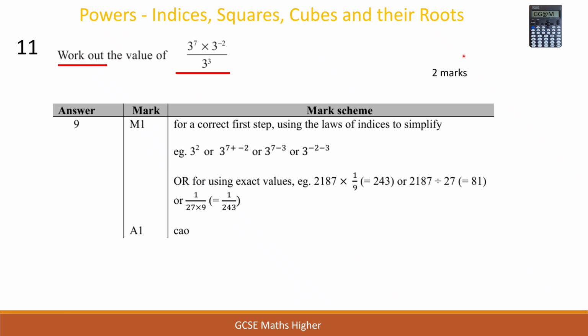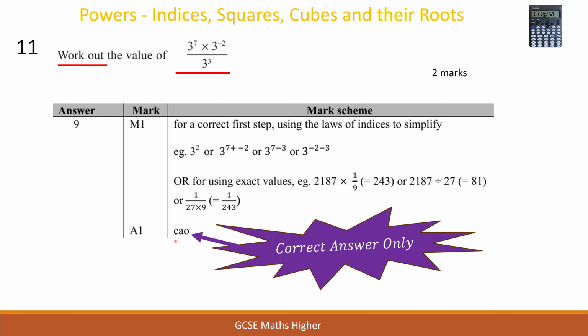Fantastic work. Now to get the full 2 marks, you must show some steps or some working of where you're going. If you just type it in your calculator, you won't get the full 2 marks. So you need to show where the method is coming from and where to get the answer from. The CAO again means correct answer only, so the answer we're looking for is 9. If you need some more help or explanations, just comment below and let me know where you need help.